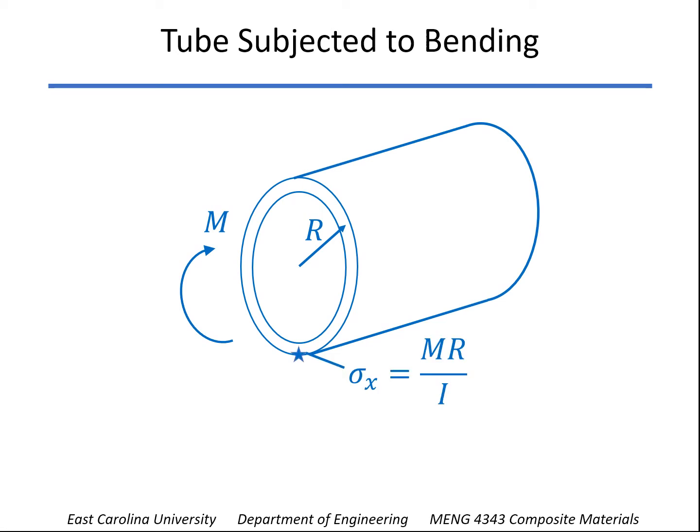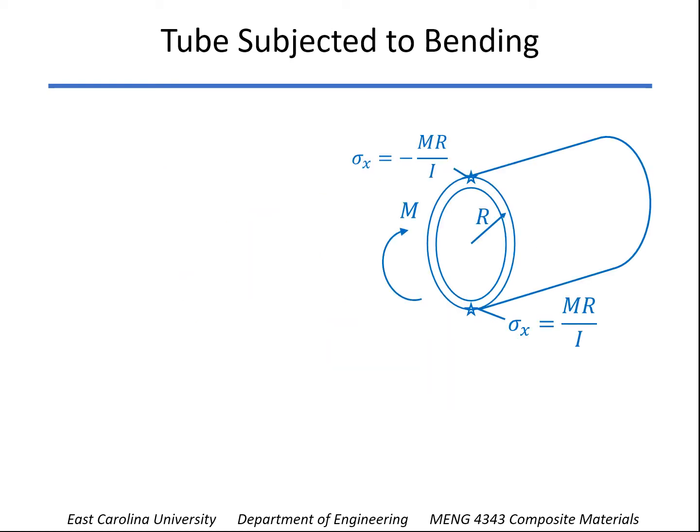In this case, the way we've drawn this would be a tensile stress at the bottom, MR over I, with R being the distance away from the neutral axis in this case. And up top would be the same magnitude, but that one would be compression. So again, the sense of the moment shown here would be tension on the bottom, compression on the top. Now for a thin tube, that moment of inertia I can be approximated as pi R cubed times the thickness.